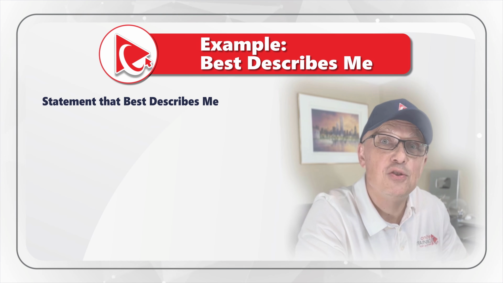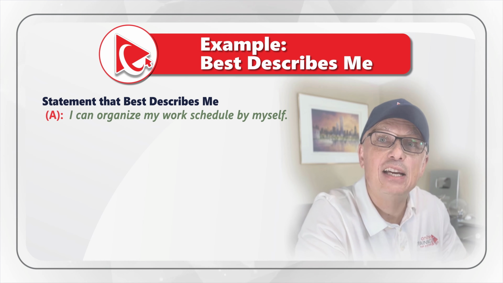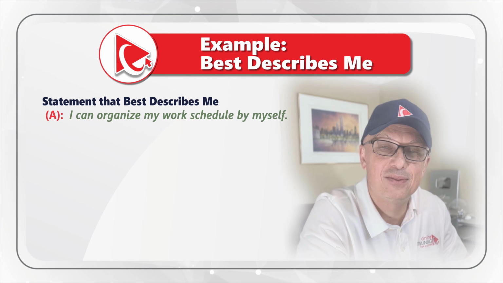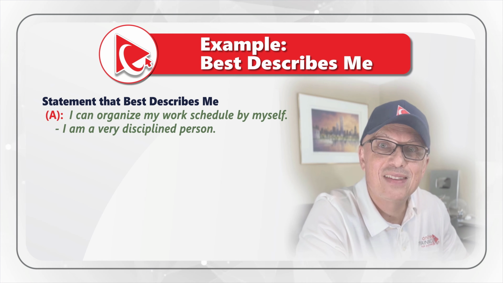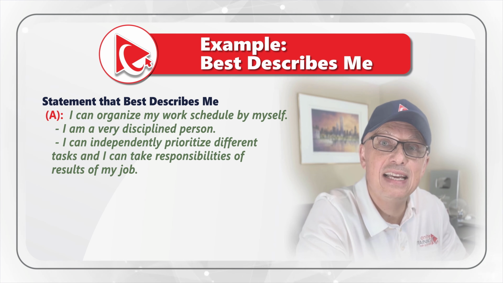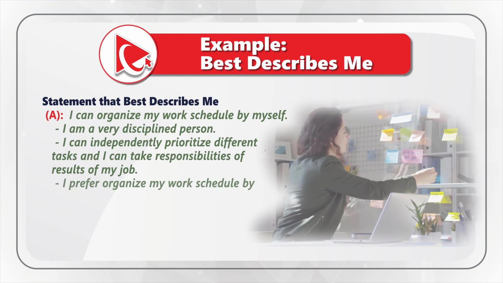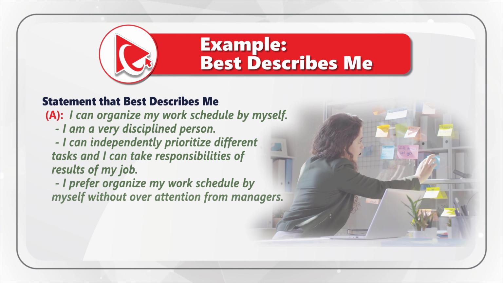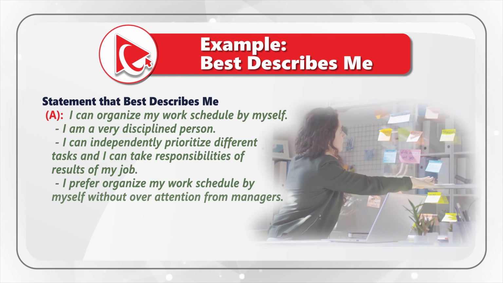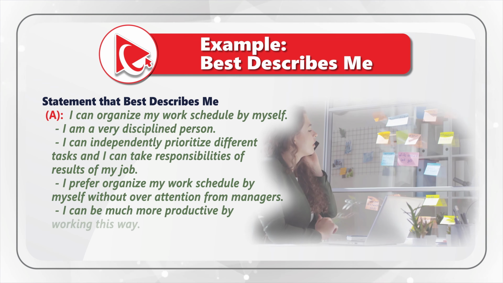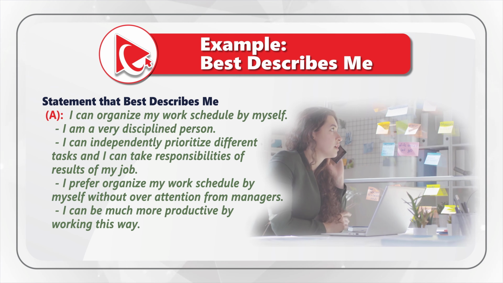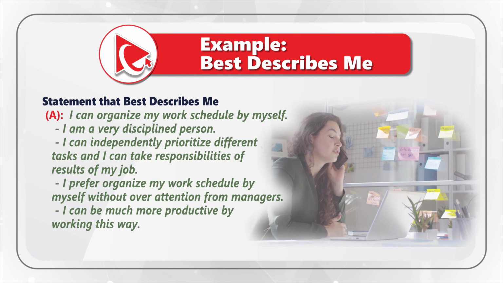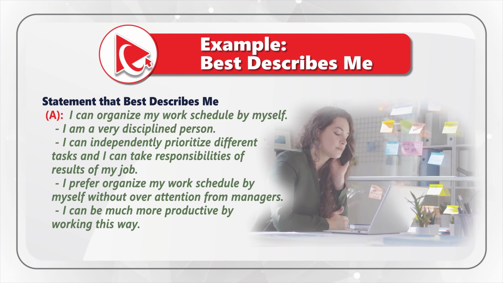Let's look at examples of the choices that best describe me. One of the choices that you might select would be choice A. I can organize my work schedule by myself. I'm a very disciplined person. I can independently prioritize different tasks, and I can take responsibility for the results of my job. I prefer to organize my work schedule by myself without over-attention from managers. I can be much more productive by working in this way. This is why I selected choice A.